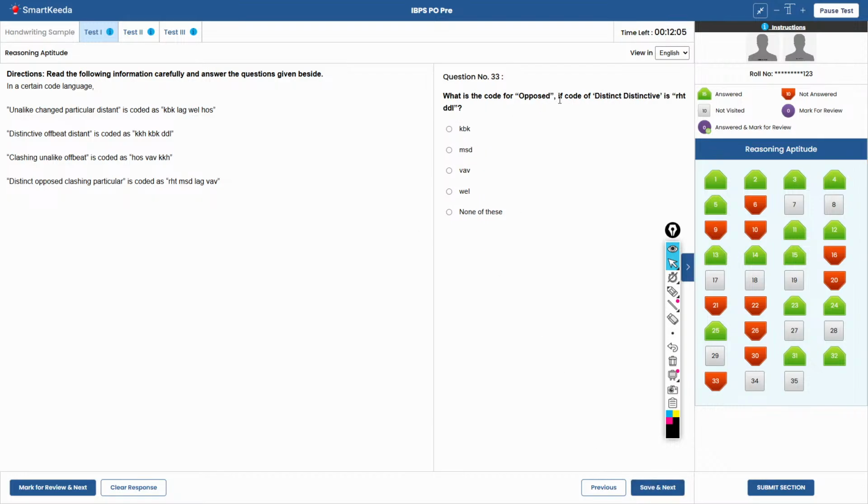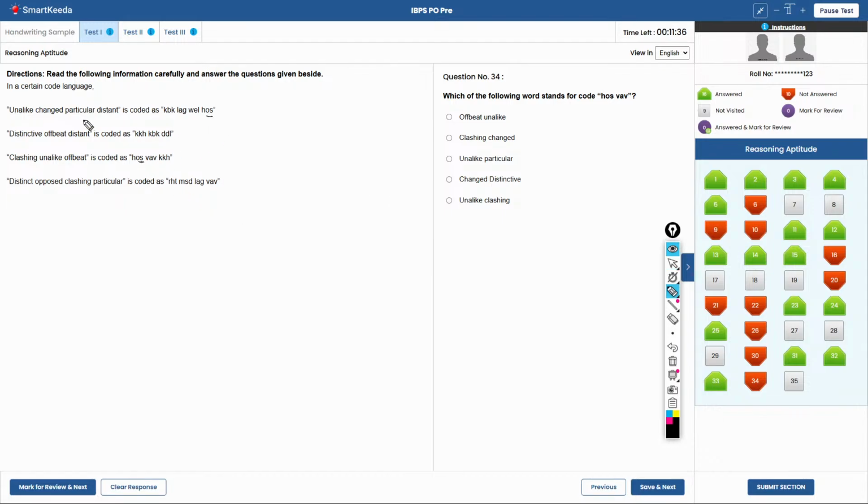What is the polar opposed? Opposed here. So here and distinct is coded as RHT. Lag is here also, not opposed. And WAV is here also, so MSD is opposed. So pose is here, here in these two.